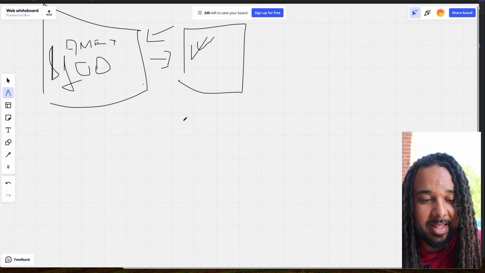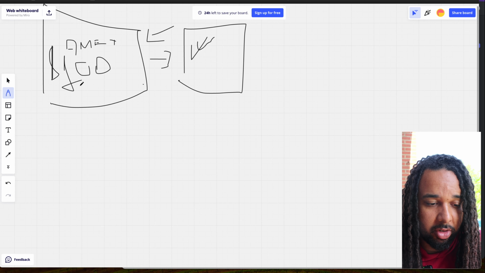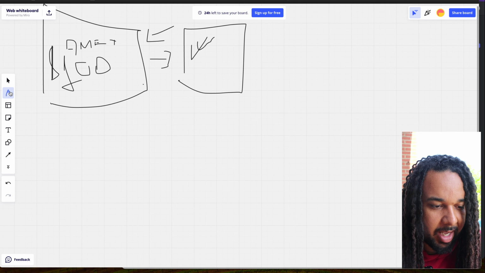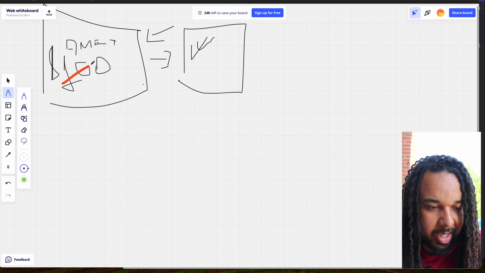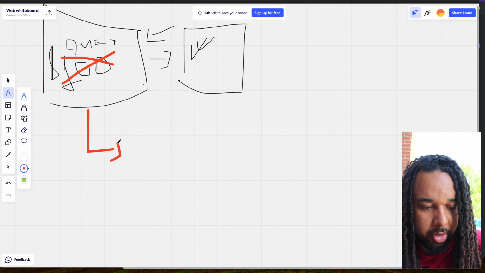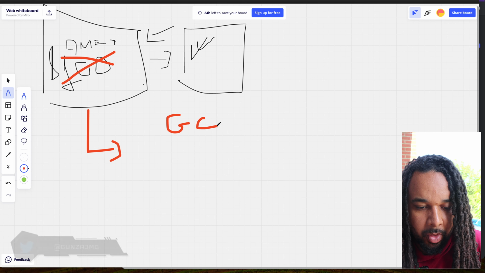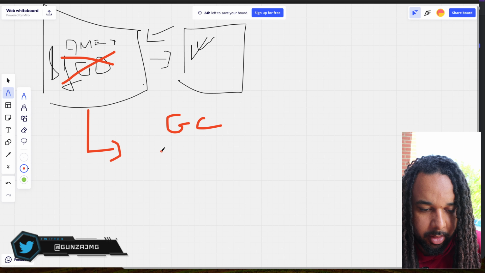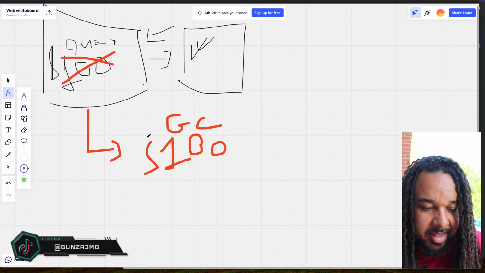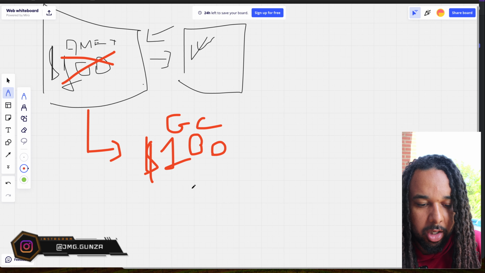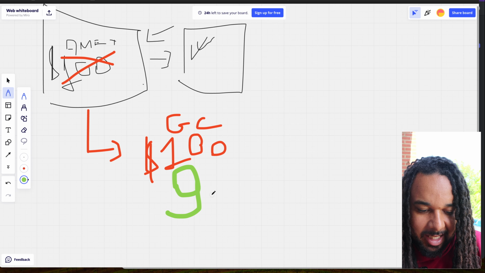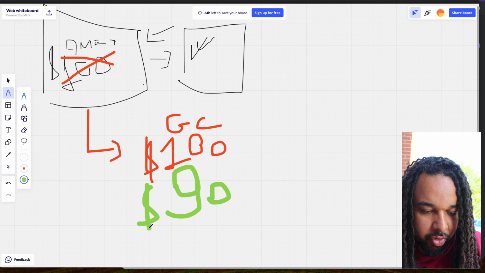So instead of paying $100 right there, we're going to put it in red. Instead of paying $100, you are going to buy a $100 gift card, but since it's 10% off, you are going to pay $90. Yes, I know, my drawings are amazing. It's been a little while since we've drawn on this channel.